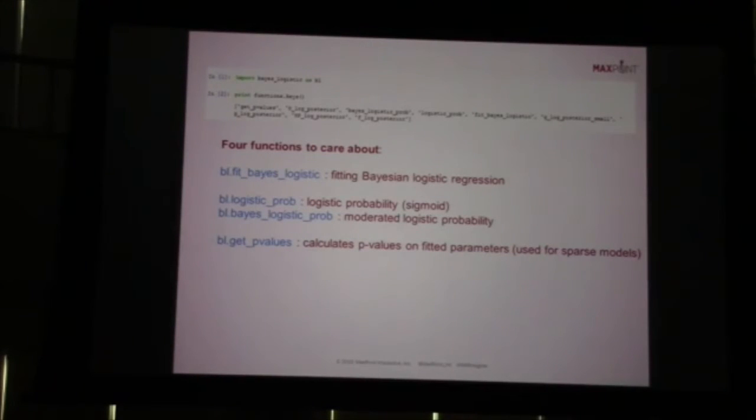There are 2 functions, logistic_prob and bayes_logistic_prob. The first one is just a sigmoid probability function, logistic probability. The second one uses all the information in the distribution of the posterior, so not just the mean of your posterior parameters, but also the uncertainty, the width of the Gaussian posterior, and that moderates the probability a little bit. It uses a probit approximation to the sigmoid. Again, this is all in Murphy and Bishop. The final one is kind of interesting. This is a function that calculates p-values or significance values on your fitted parameters, and you can use this to perform variable selection. And I'm going to go through the first one and the fourth one.